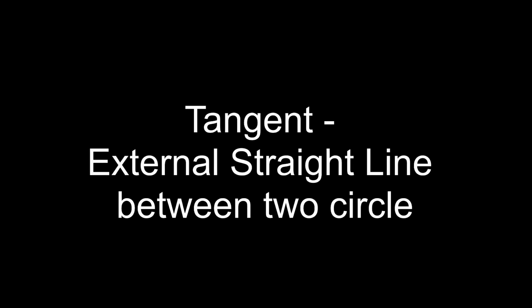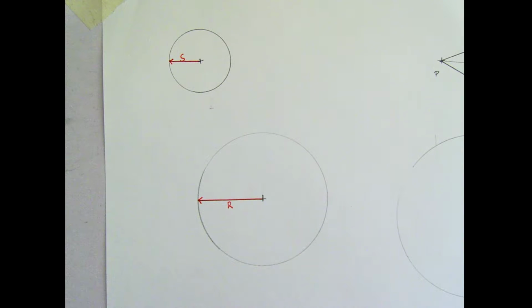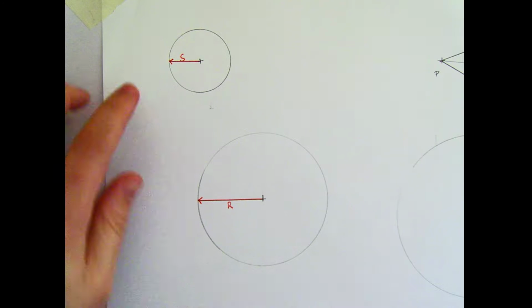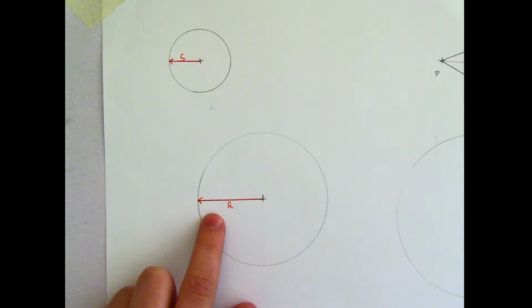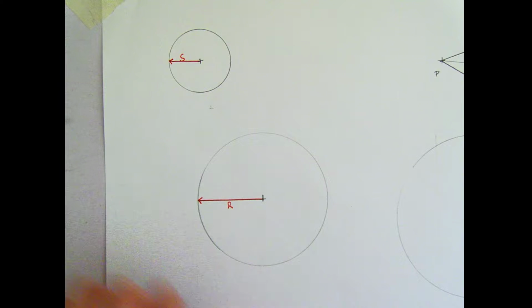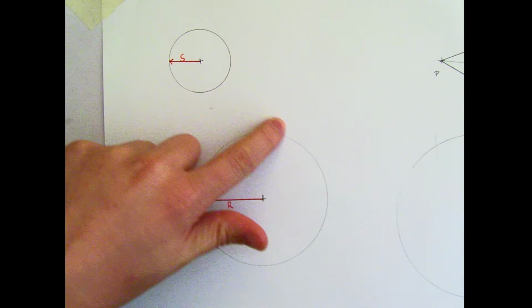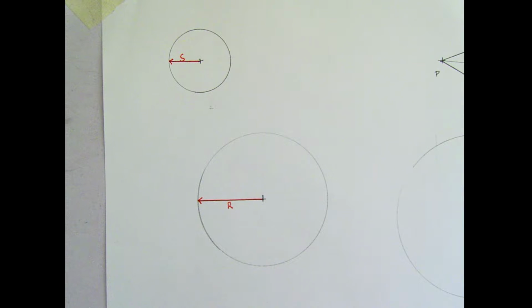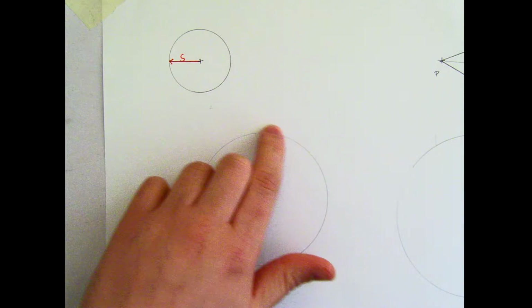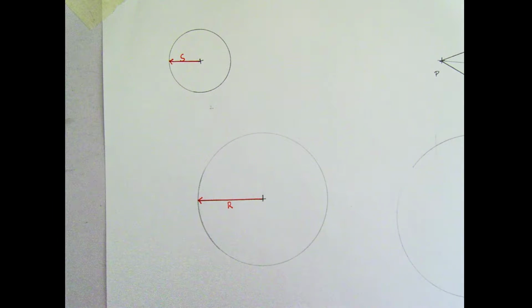In this video we're going to look at drawing an external straight line tangent between two circles of different sizes. So in our question I've got two circles: a small circle with radius s and a large circle with radius r. I want a tangent that is going to be external to both of these, so it'll either touch running along the outside here or running along the outside here. If I was referring to an internal tangent, it would be coming in the space inside the two circles.